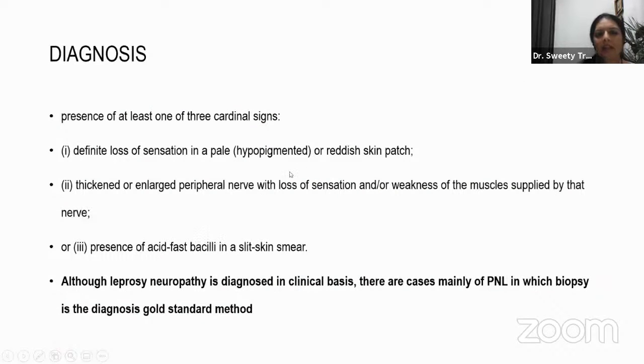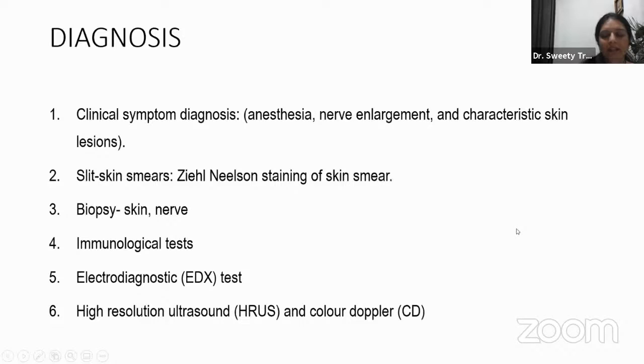Coming to diagnosis, they have to have one of the three cardinal signs: hypopigmentation, nerve enlargement or thickened nerve, or weakness in its supply distribution, and in a biopsy or skin specimen, the presence of acid-fast bacilli. As I have already mentioned, in pure neuritic leprosy you won't find the skin lesion or the acid-fast bacilli, so only these two are present. There is an enlarged nerve with loss of sensation or muscle weakness in its supply, and you have to suspect that. In these PNL patients, the nerve biopsy is the gold standard.